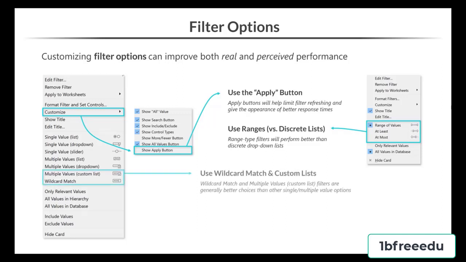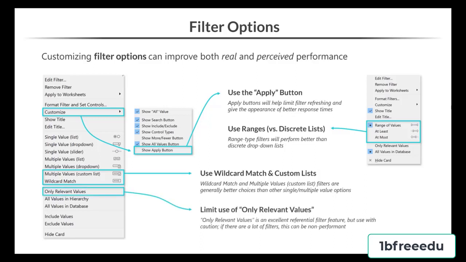Next is using wildcard match and multiple value custom lists. Using wildcards and custom list filters removes the need for Tableau to query the entire dataset to create a unique list. In these options, the user is responsible for finding the values and can interface with just the search results alone. Finally, limit the use of only relevant values.